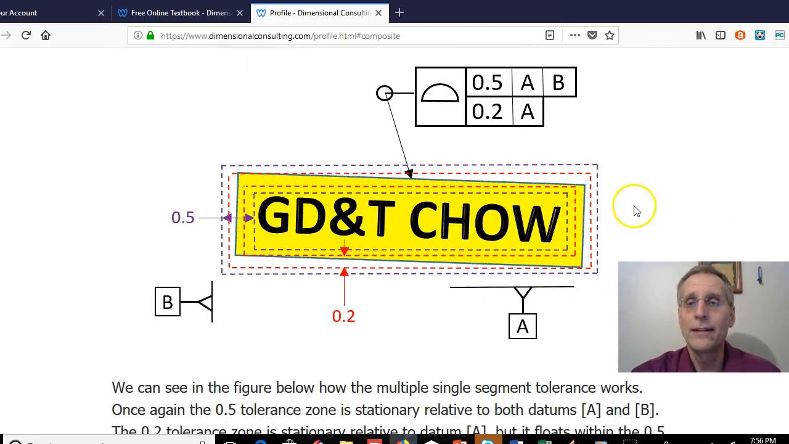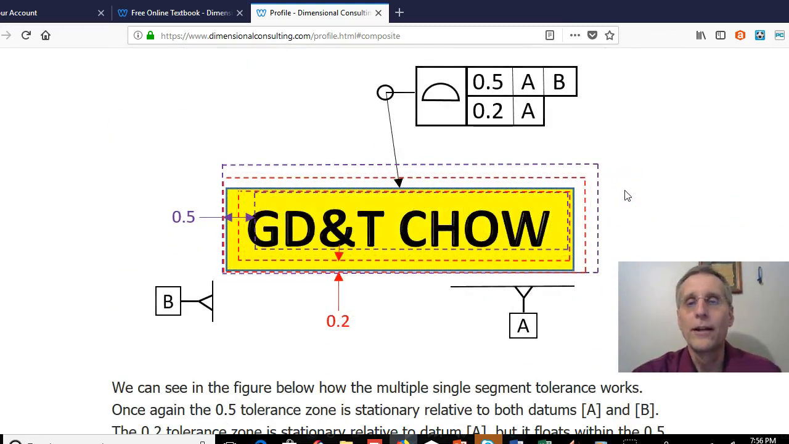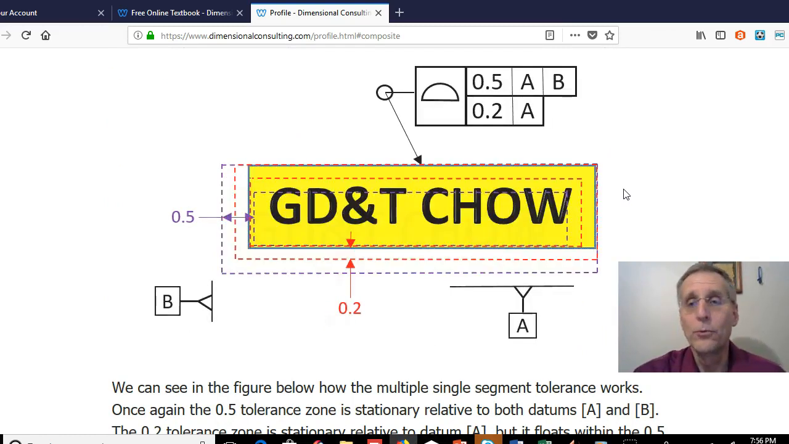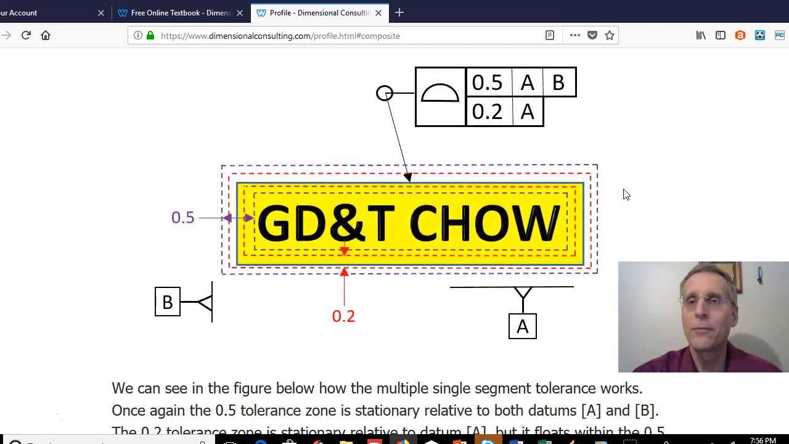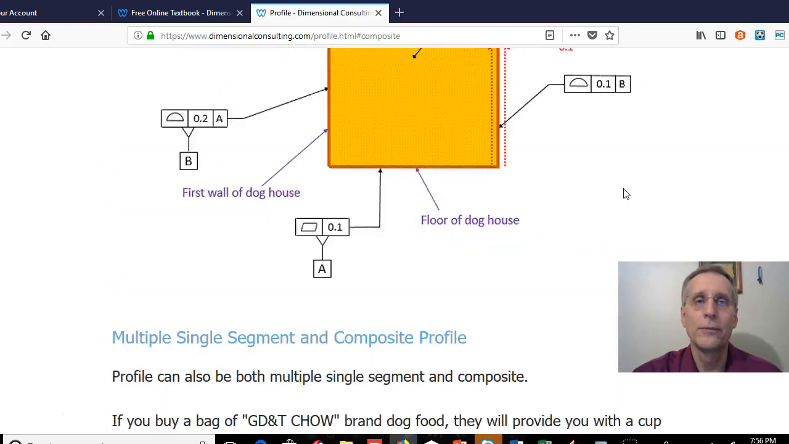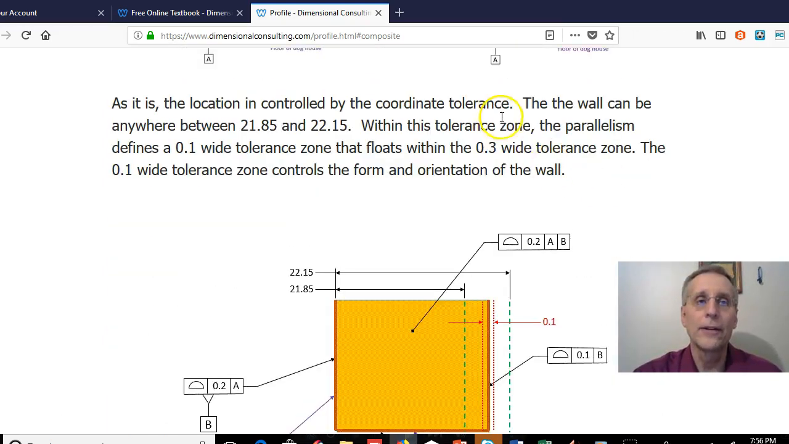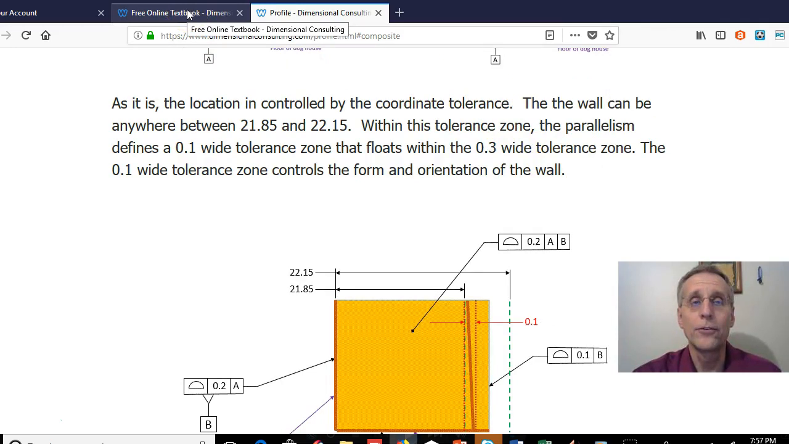And I have a lot of animations in here that show the tolerance zone. Does one tolerance zone move inside of another tolerance zone? Does the part move inside the tolerance zone? And this really helps make things a lot more understandable. So I hope you'll come here and spend a lot of time there and just have a good time with it. I think a lot of people find this book pretty entertaining and very helpful in understanding GD&T.